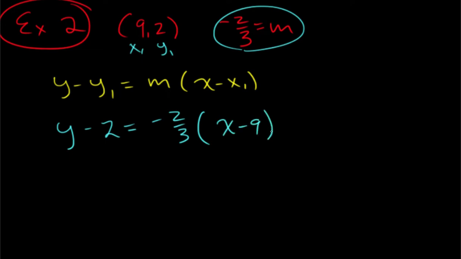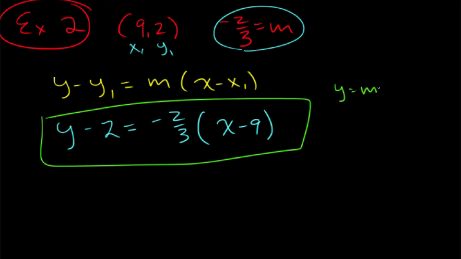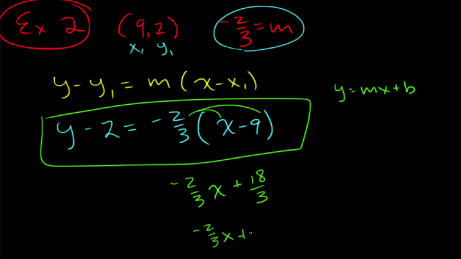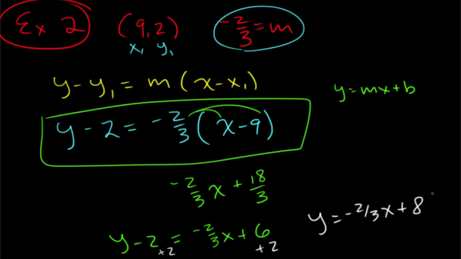And since that's all it asked, it didn't tell us to put it in slope-intercept form or anything, we can stop here. If it does tell us to put it in slope-intercept form, or y equals mx plus b, all you need to do is distribute here. Which would simplify. We still have our y minus 2 over here. We add 2 onto the other side. y equals negative 2/3 x plus 8.